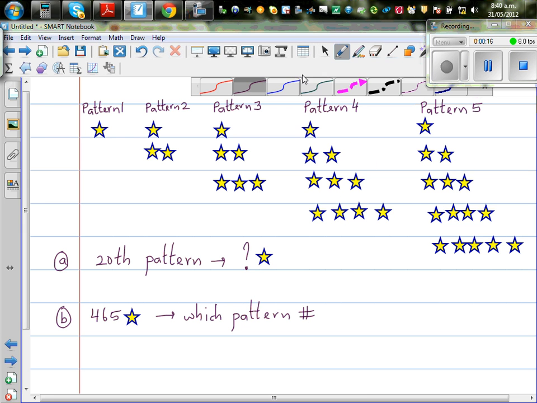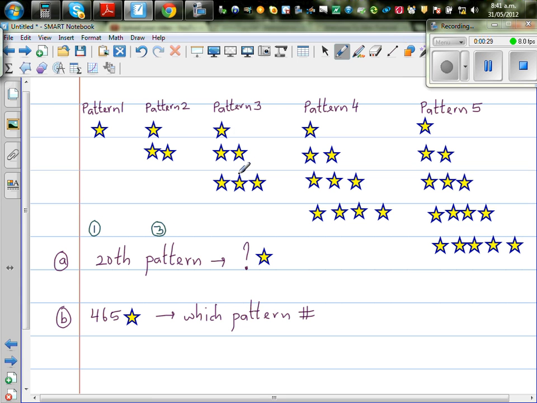So let's write the number of stars in the pattern. So the first pattern has 1 star. The second pattern has 3 stars. The third pattern has 3 plus 3, 6. This is 6 plus 4, which is 10. And 10 plus 5 is 15.